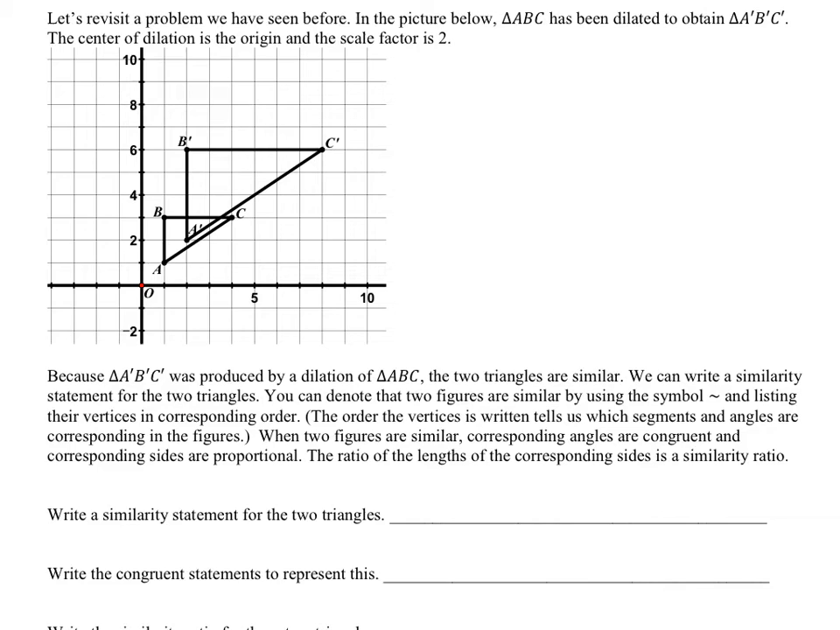All right, write a similarity statement for these two triangles. Well, we have the first triangle, which appears to be the pre-image, which is triangle ABC. And we are comparing this to the image triangle, which is A prime, B prime, C prime. And these two are similar. So we put the similar symbol between them. Maybe we can make it look a little bit prettier. That looks all right.